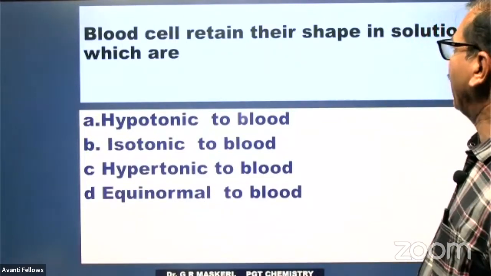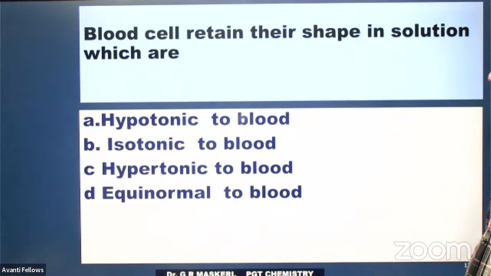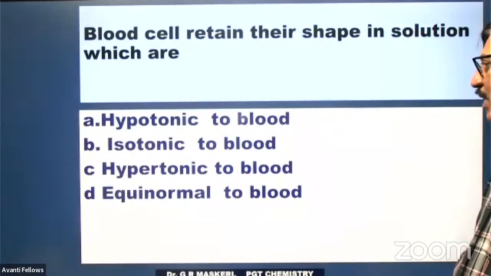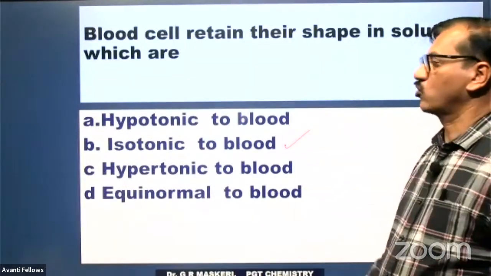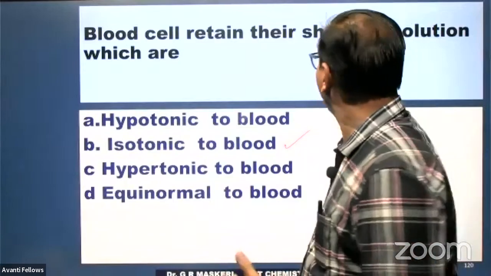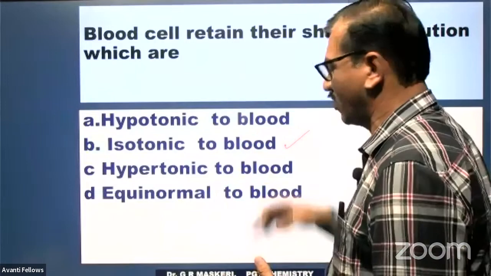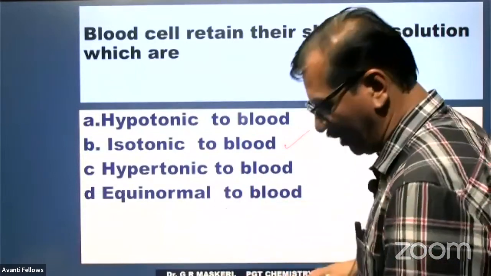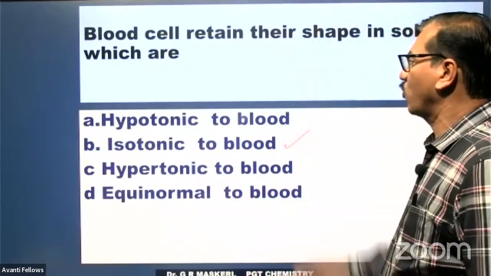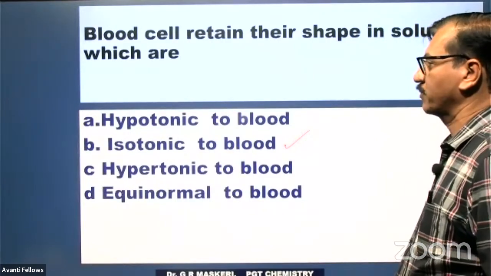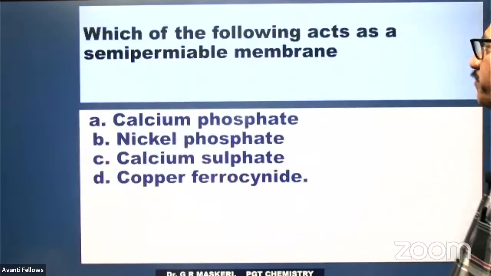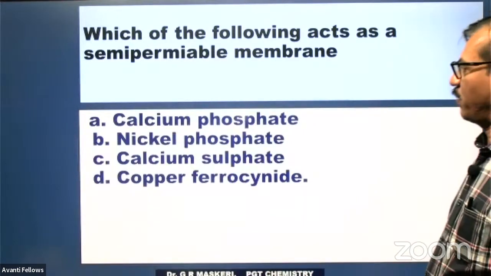Blood cell retains its shape in the solution which is: hypotonic to blood, isotonic to blood, hypertonic to blood, or equinormal to blood. Option B, sir. So, blood retains its shape. What happens if it is kept in hypotonic solution or hypertonic solution? All these things might have been explained. So, it is isotonic, it retains its shape. Okay, fine. Which of the following acts as a semi-permeable membrane?